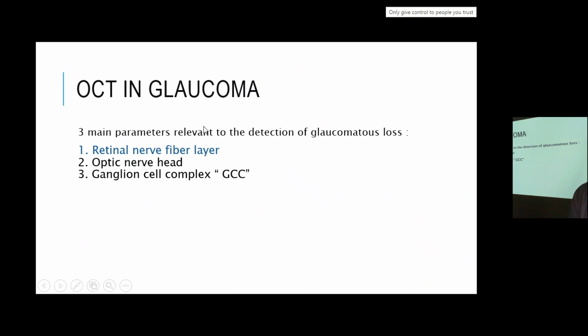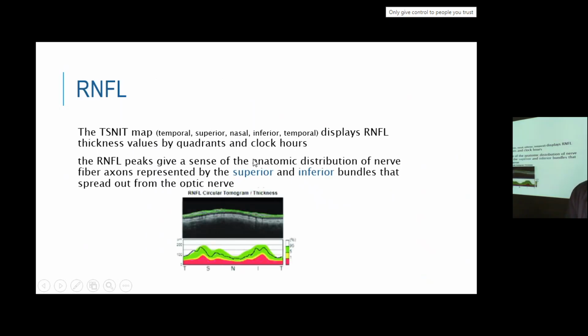There are 3 parameters relevant in glaucoma we rely on. The first one is the retinal nerve fiber layer. Second one is the optic nerve head. Third one is ganglion cell complex. We usually order the first two. Sometimes we need to order the third one.